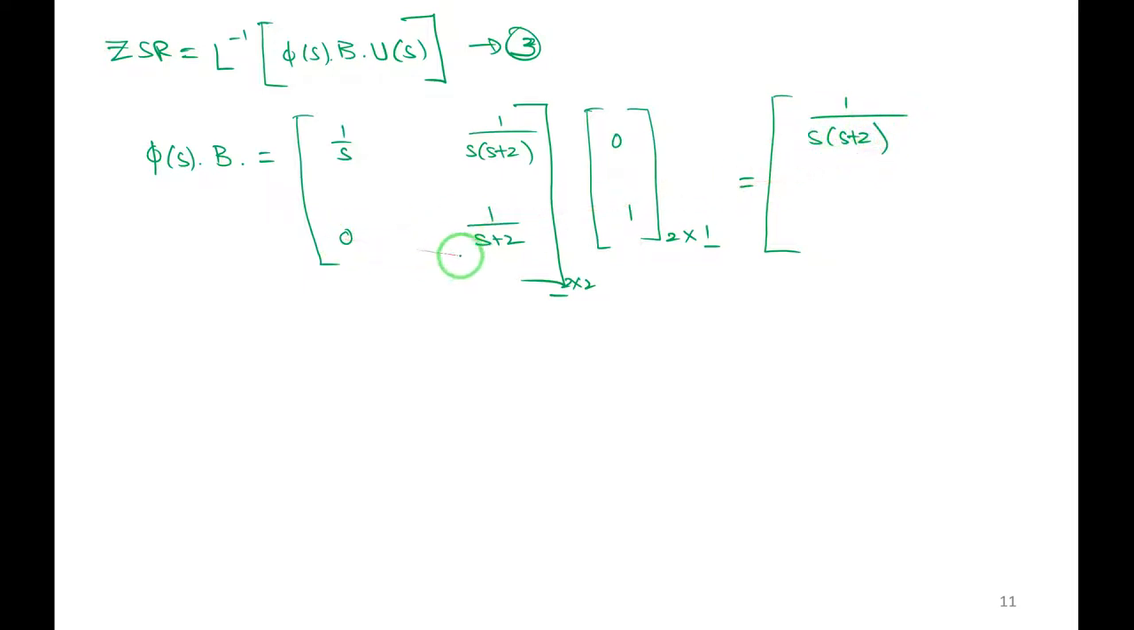Next, second row, first column. 0 into 0 is 0, plus 1 by s plus 2 into 1. So 1 by s plus 2, that's all. Right? So I got a 2 cross 1 matrix. This is phi of s into b. This 2 is over. Next, what is u of s?